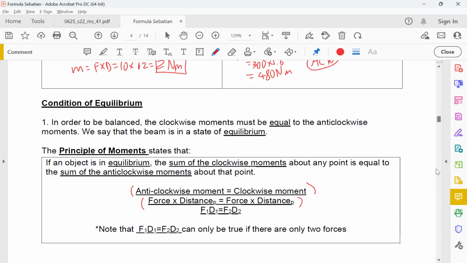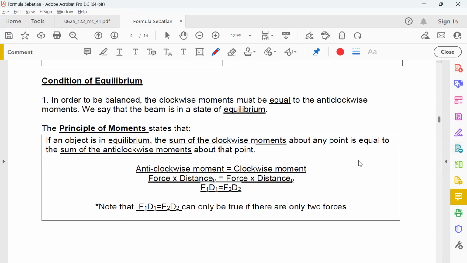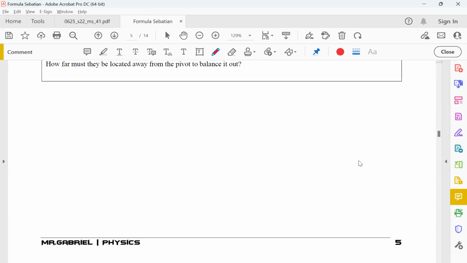Force times distance is equal to force times distance. This is only true if there are 2 forces, guys. If there's more than 2 forces, then it will be a different equation. But this is the general one first. Okay, copy writing down and then attempt the 4 questions here.